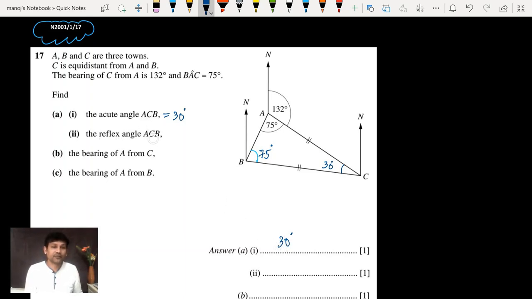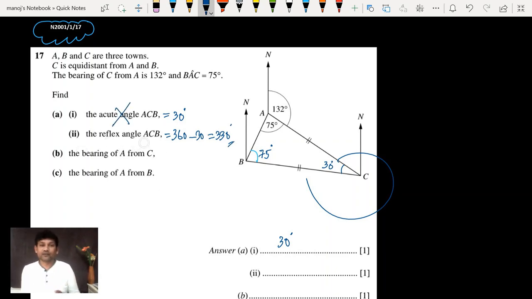The reflex angle of ACD, the reflex angle means this angle, more than 180, less than 360. So that's the reflex angle and that's coming 330 degrees. This is not bearing. Sometimes this part is not given in the question, they directly ask for the reflex angle, so don't write 30 degrees, write 330 degrees. Okay, bearing of A from C. C should have north, okay, north is there.